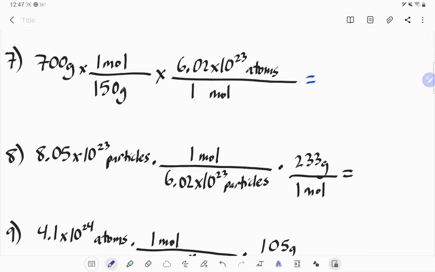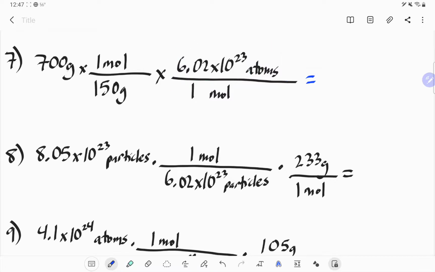We've got 700 grams times 1 mole divided by 150 grams times 6.02 times 10 to the 23rd atoms divided by 1 mole. You're going to be seeing this a lot, 6.02 times 10 to the 23rd atoms per 1 mole, or this unit could be anything. That's because a mole is a unit of measurement, and there are 6.02 times 10 to the 23rd of whatever you're talking about per 1 mole. That's what we talked about last class.